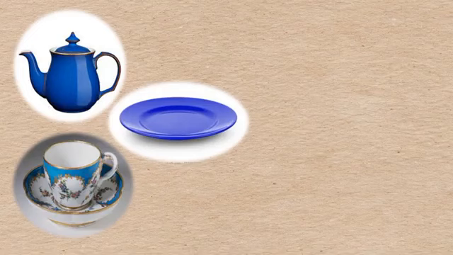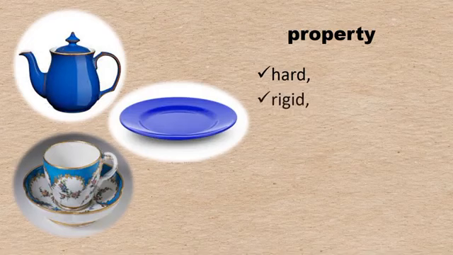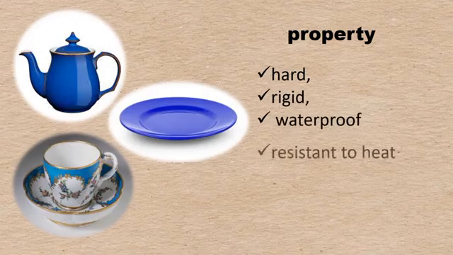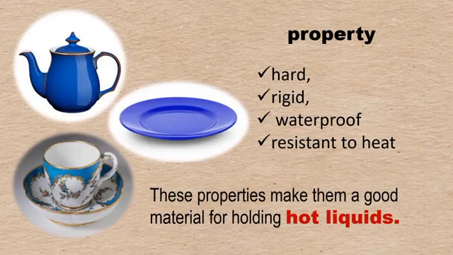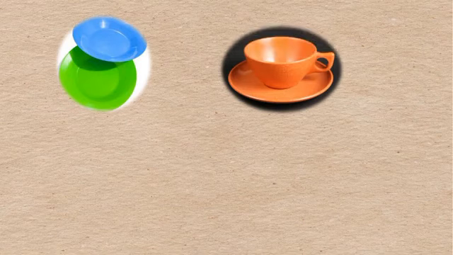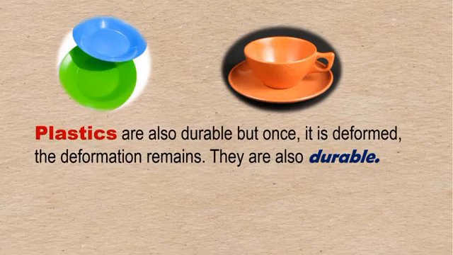If you say they are made of ceramics, you are right. Its property shows that it is hard, rigid, waterproof, and resistant to heat. These properties make them a good material for holding hot liquids. There are also some plates, cups, and saucers that are made from plastics. Plastics are also durable, but once it is deformed, the deformation remains. They are also durable.